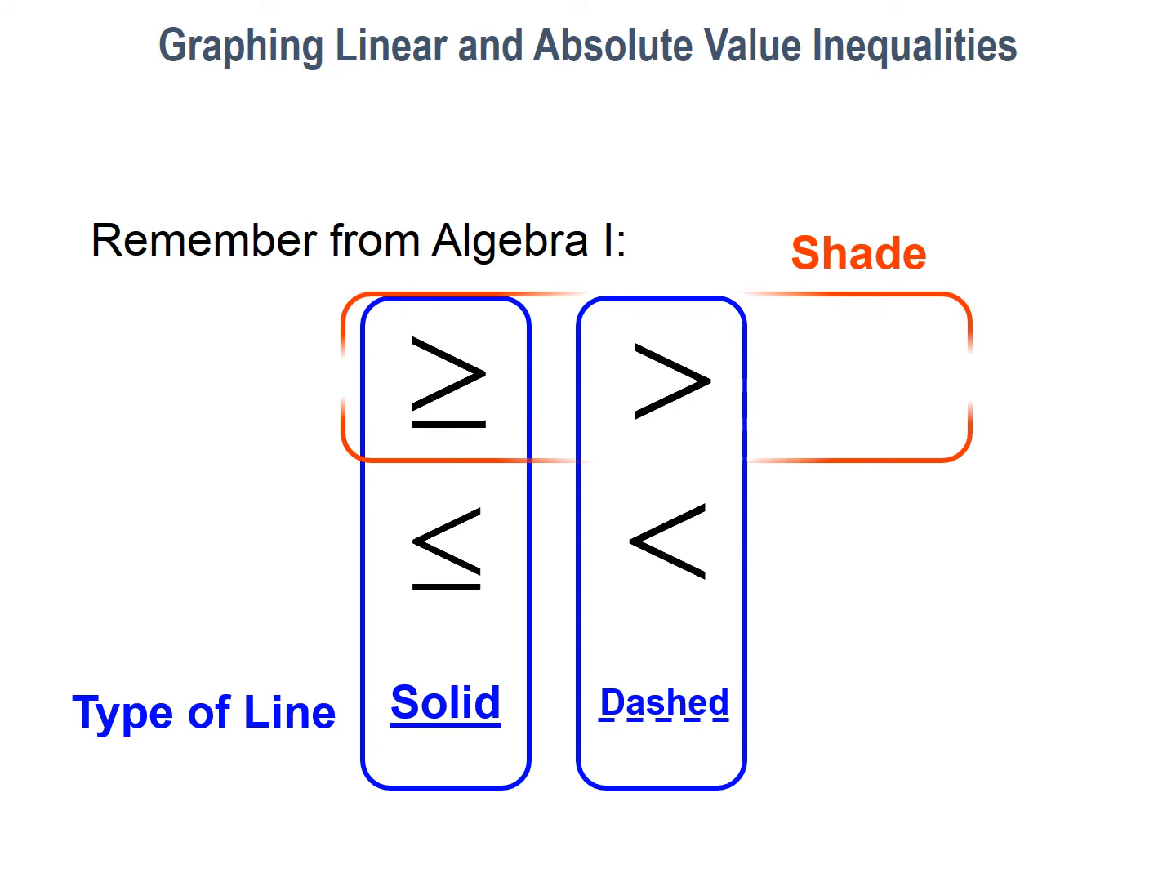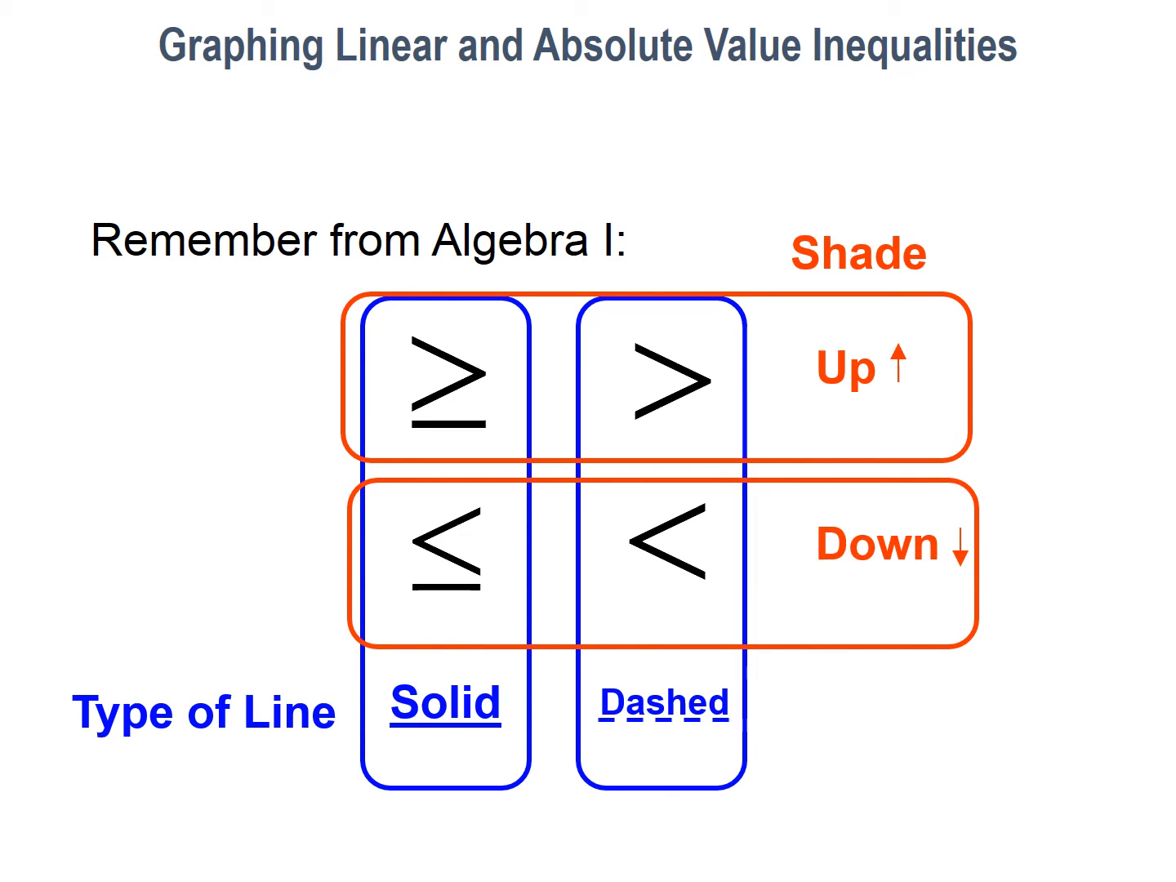Now, when we talk about which direction to shade, these two symbols you will shade up, and if you have these two symbols, you will shade down. So you have to make sure you're reading your inequality to determine where you have to shade in order to get all of the solutions to your inequalities.